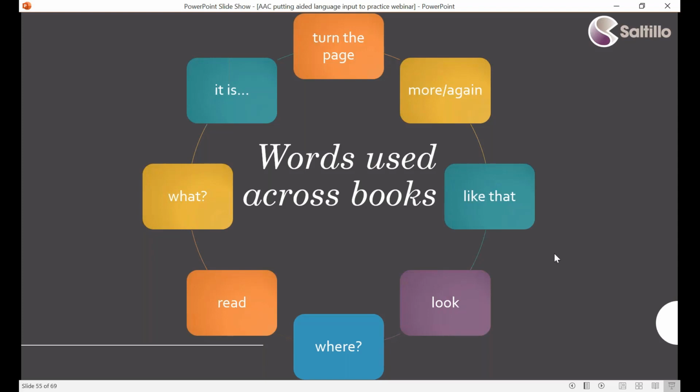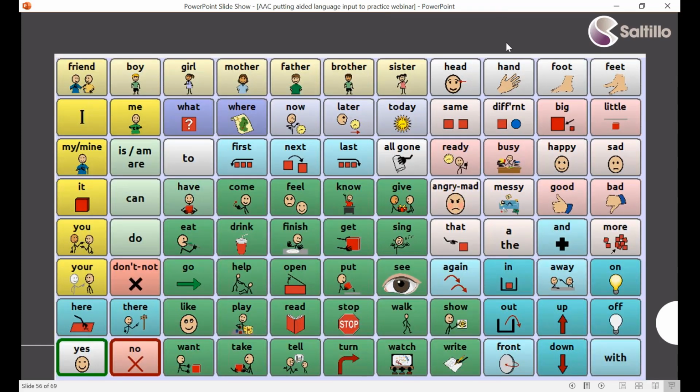I could model across a variety of books, and I don't have to do that necessarily on a theme-based page. So this screenshot is an example of the next board we're going to use, which is our 88 core word tell me board. And this is great because it gives us opportunity now to model a variety of language, not just with our storybook activity, but across different settings and different activities.